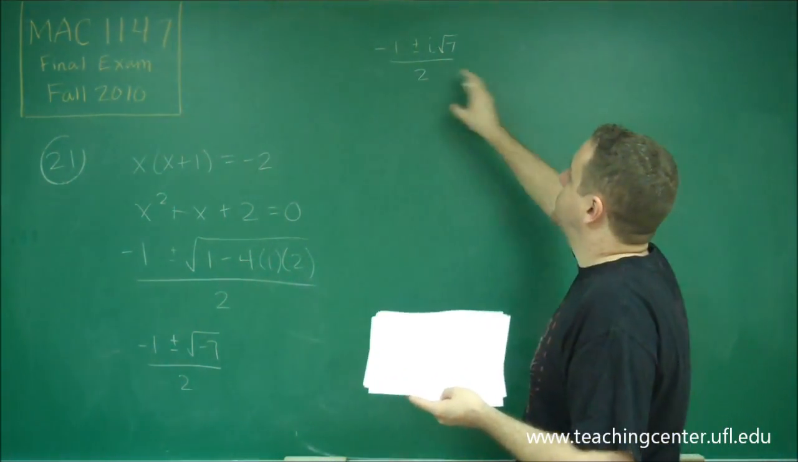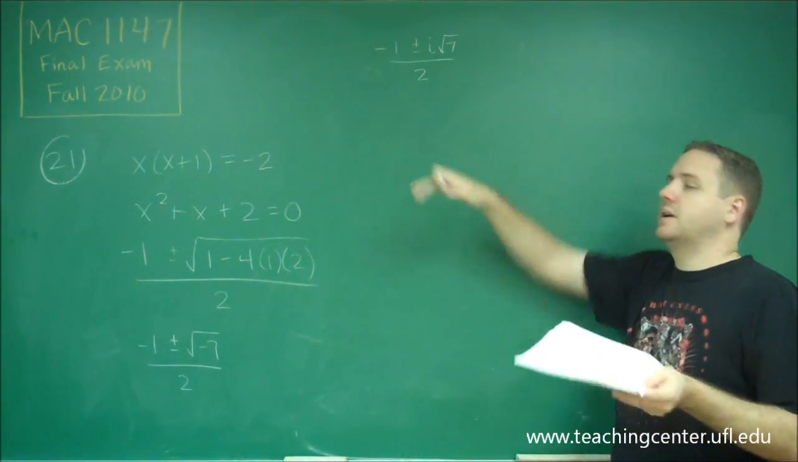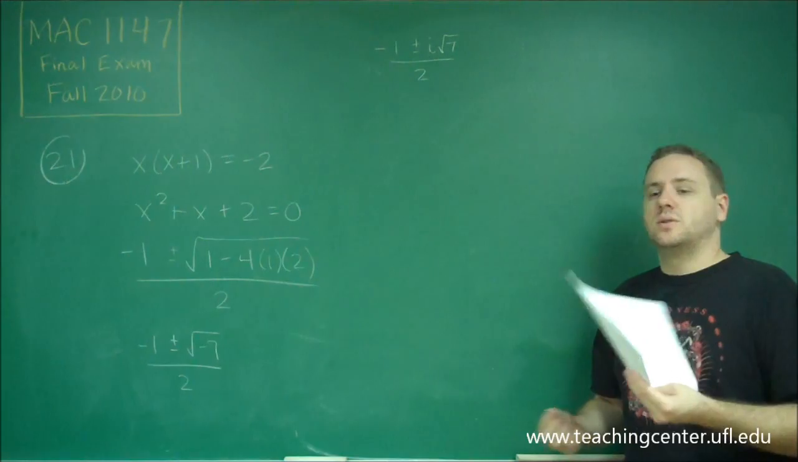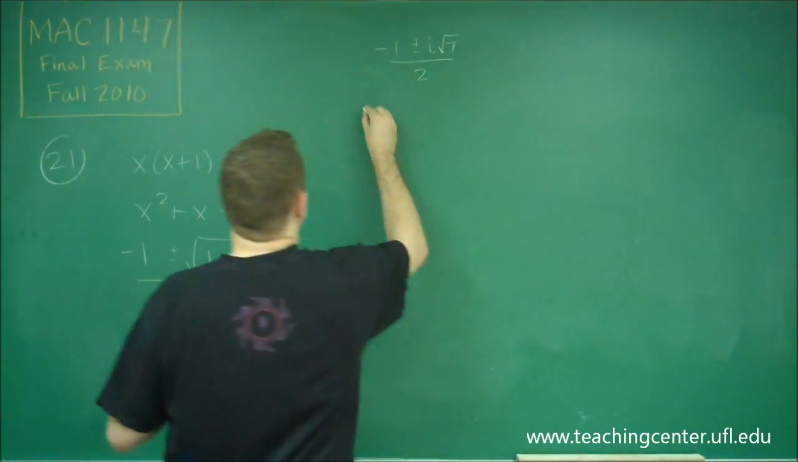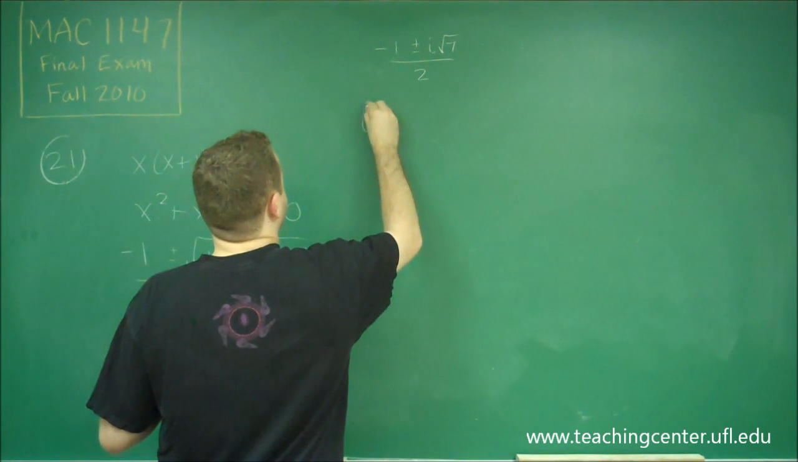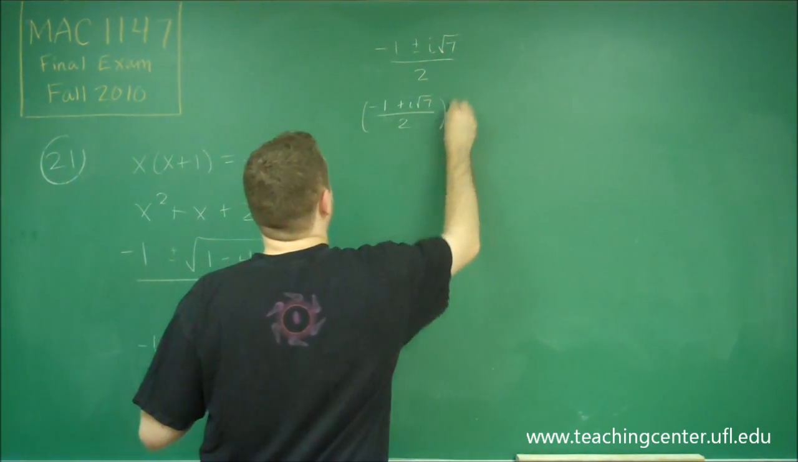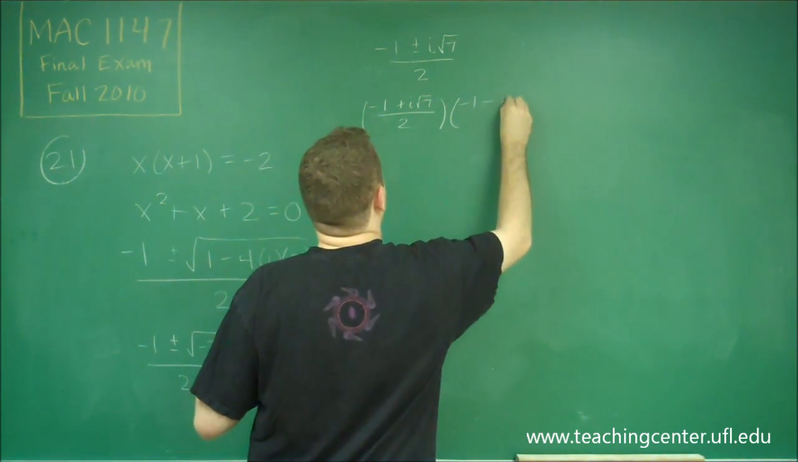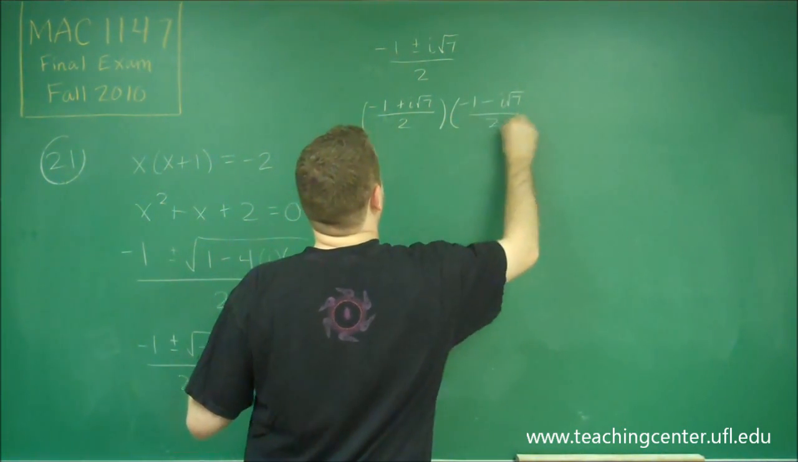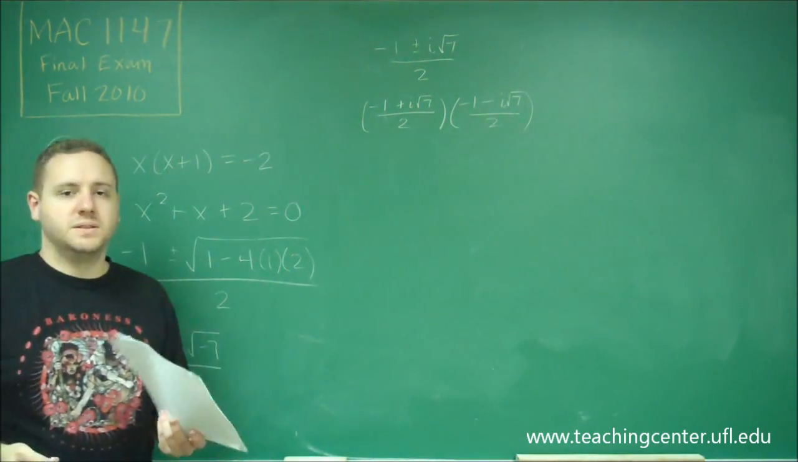So these are the two solutions to this equation: negative 1 plus i root 7 over 2 and negative 1 minus i root 7 over 2. Let's just do the product of them. So we're going to have negative 1 plus i root 7 all over 2 times negative 1 minus i root 7 all over 2. Those are our two answers, and we want to find the product of these answers.